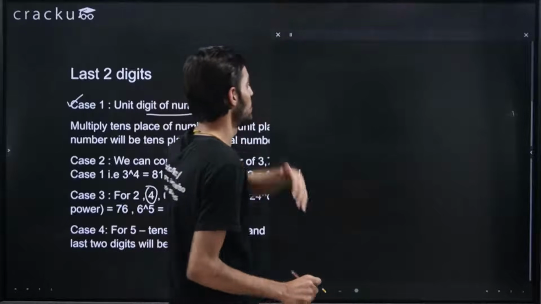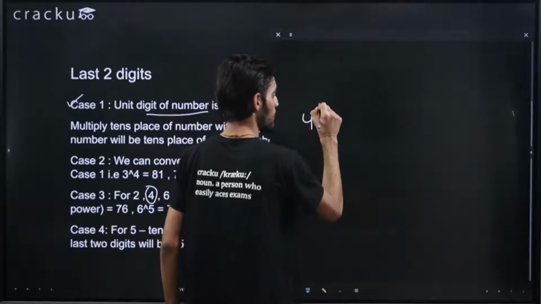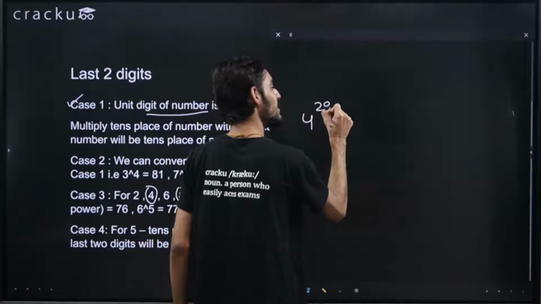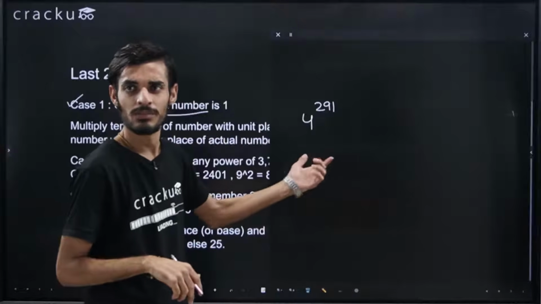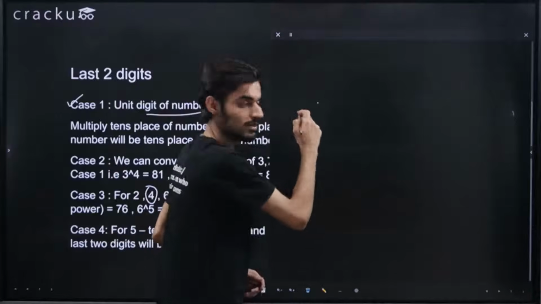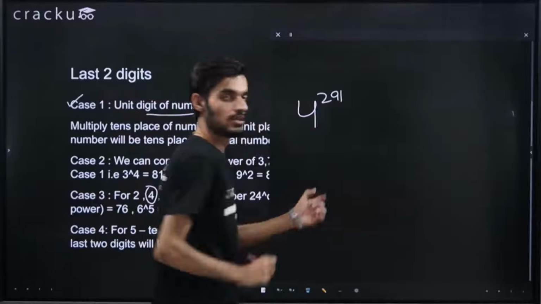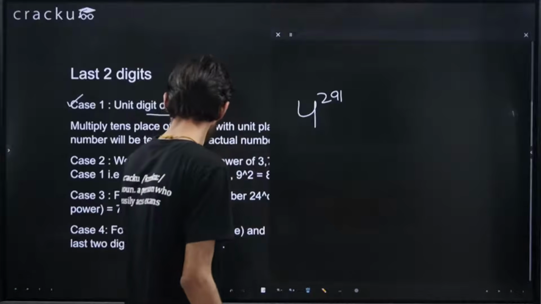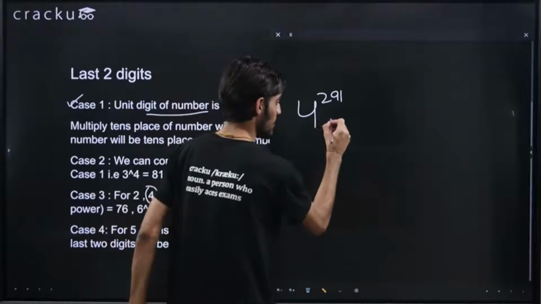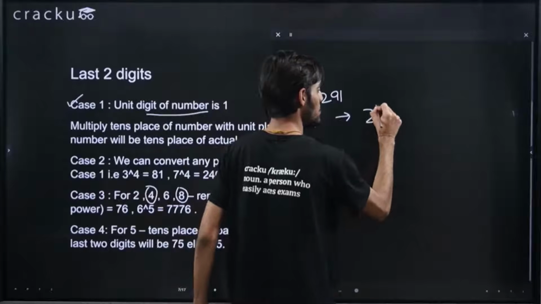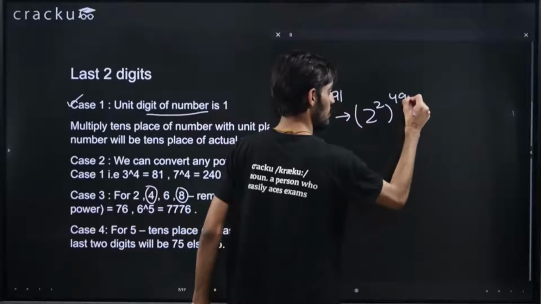Okay, so let's say I need to calculate 4 raised to power 291. I'm taking some random values. I think this should be visible, right? I write a bit larger. So 4 raised to power 291. What I can do is convert it into 2 raised to power some value, so I can write it as 2 squared raised to 291.